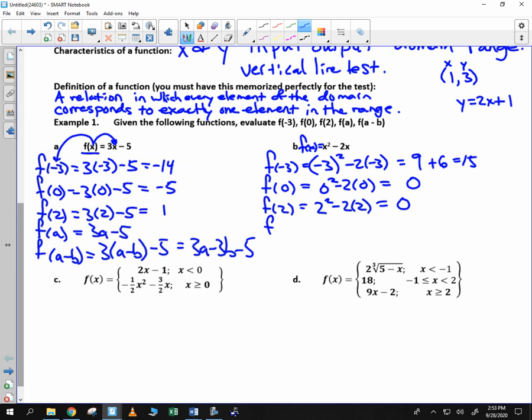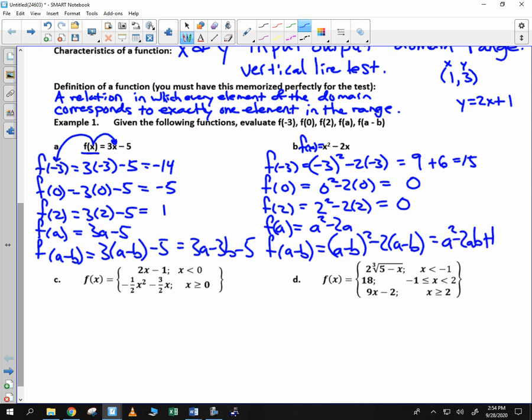f of a, that's going to be a squared minus 2a. And then f of a minus b. We have (a minus b) quantity squared, minus 2 times (a minus b). And if we FOIL that out, we get a squared minus 2ab plus b squared minus 2a plus 2b. And there are no terms that combine there.